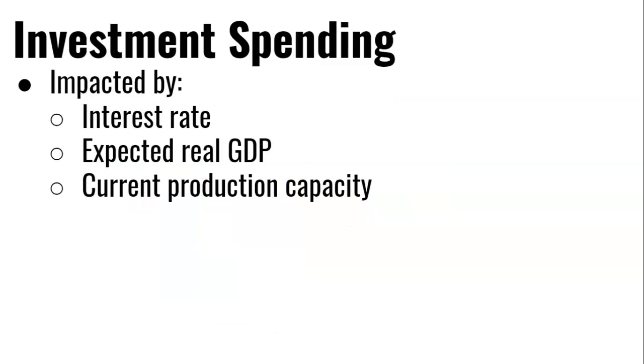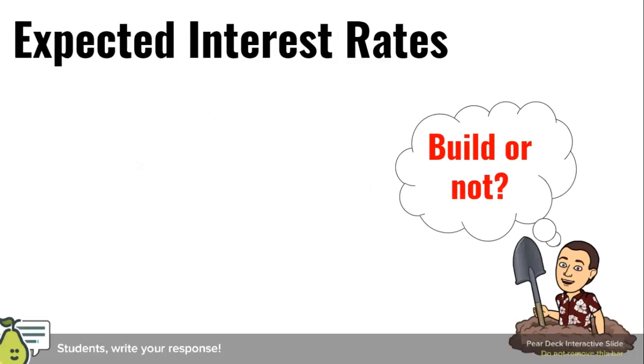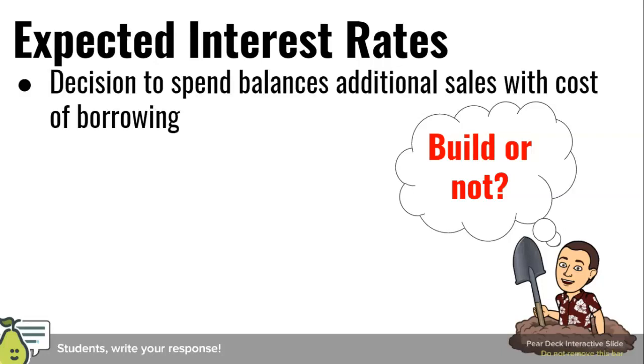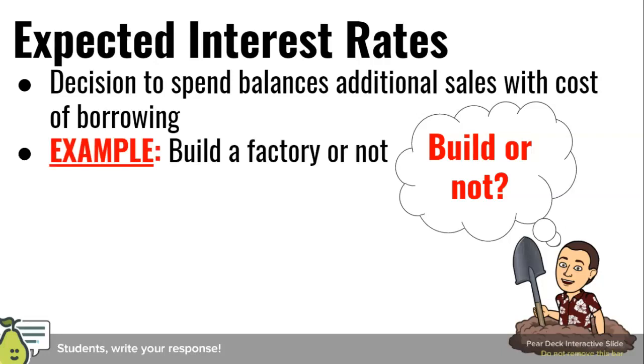What impacts investment spending? Well, three things that we're interested in. One is the interest rate. Second thing is our expected real GDP in the future, and then also our current production capacity. These are all things that go into deciding whether or not to increase investment spending from the side of business. With interest rates, you have to decide based on how much the cost of borrowing is. So the decision to spend is based on whether or not I think I will earn enough in additional sales to justify the borrowing cost to finance my investment.